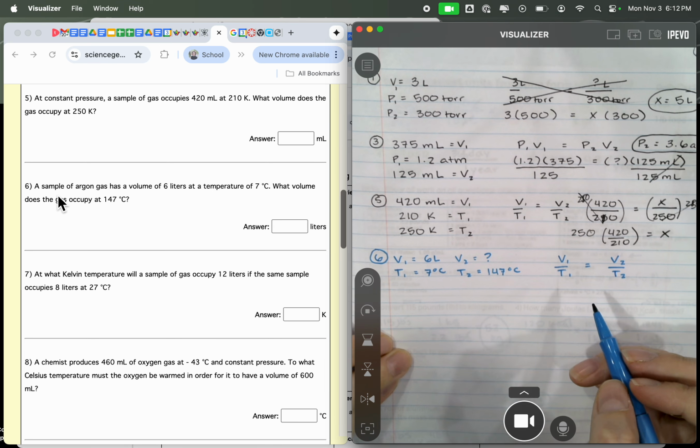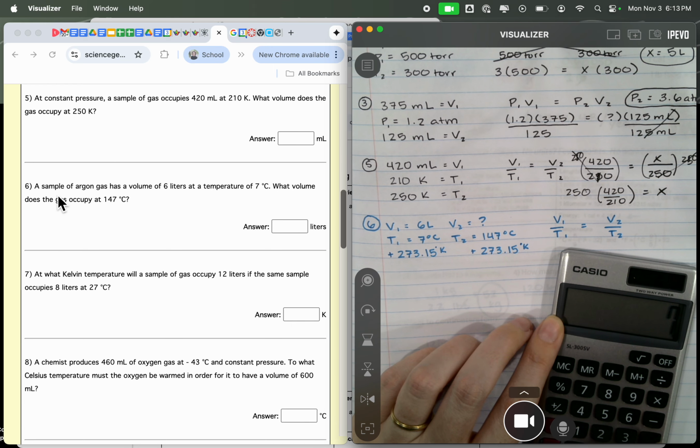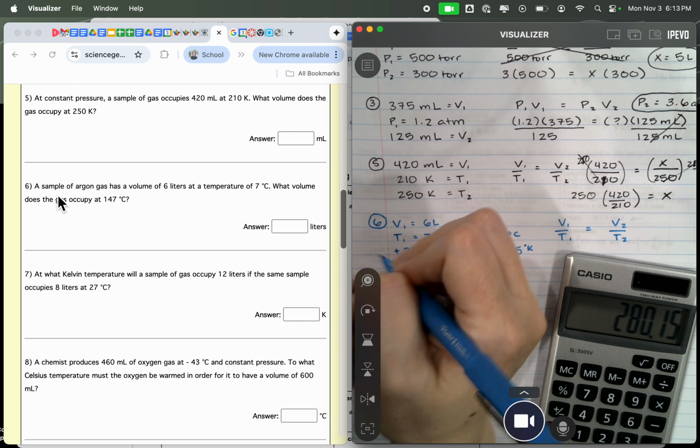These are in Celsius. We cannot put Celsius in here because Celsius is a scale that goes negative. We need a scale where 0 is the lowest number we can go, and that is Kelvin. So, good news is if you want to go from Celsius to Kelvin, all you have to do is add 273.15 degrees Kelvin. Let's go ahead and get our calculator out and add that. 7 plus 273.15.